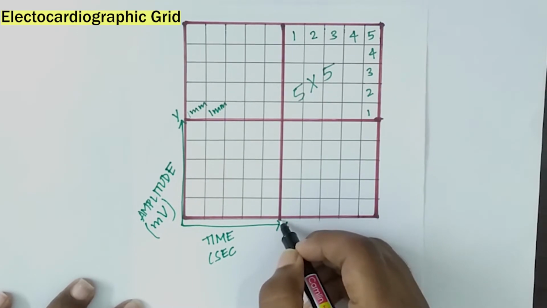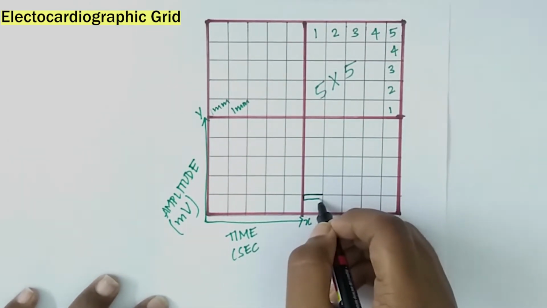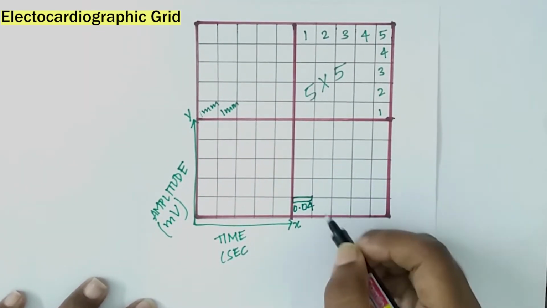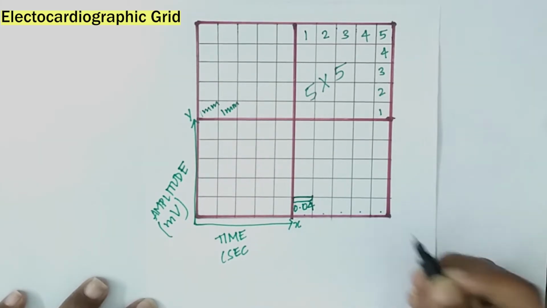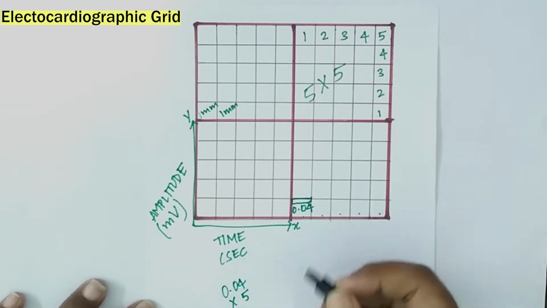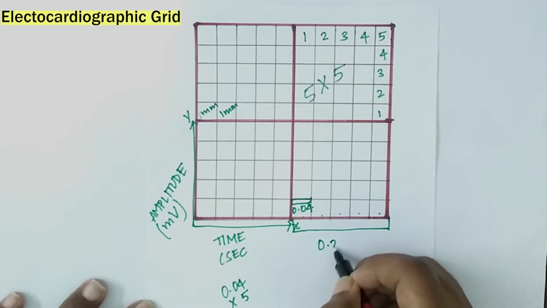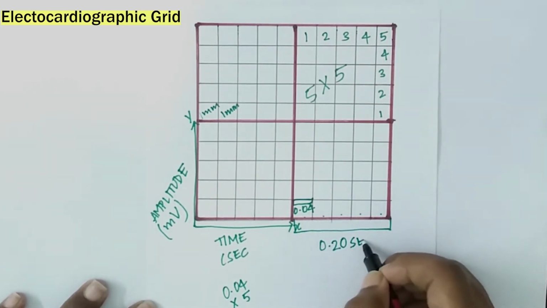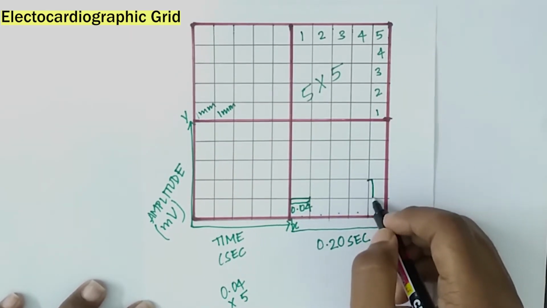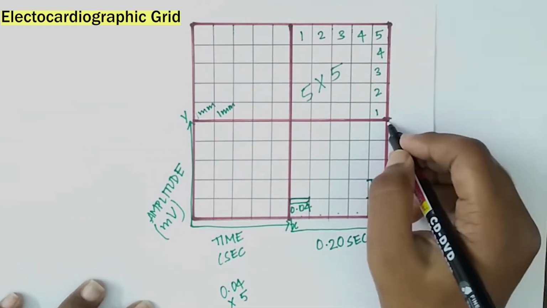Here the small box on x-axis, where 1 mm is equal to 0.04 second. So in total, in a big box we have 5 small boxes, right? So 0.04 into 5, which comes to 0.20 seconds. On y-axis, 1 mm is simply 0.1 millivolt. So in total it is 0.5 millivolt.